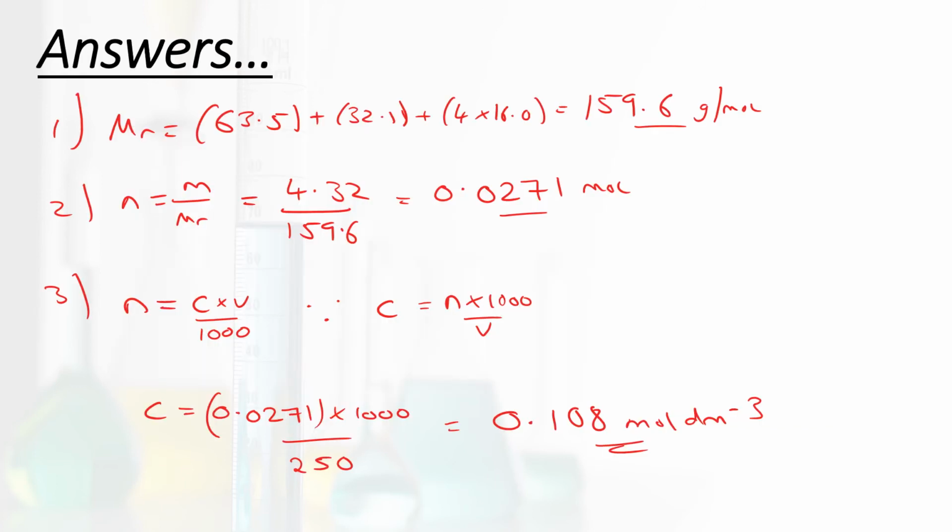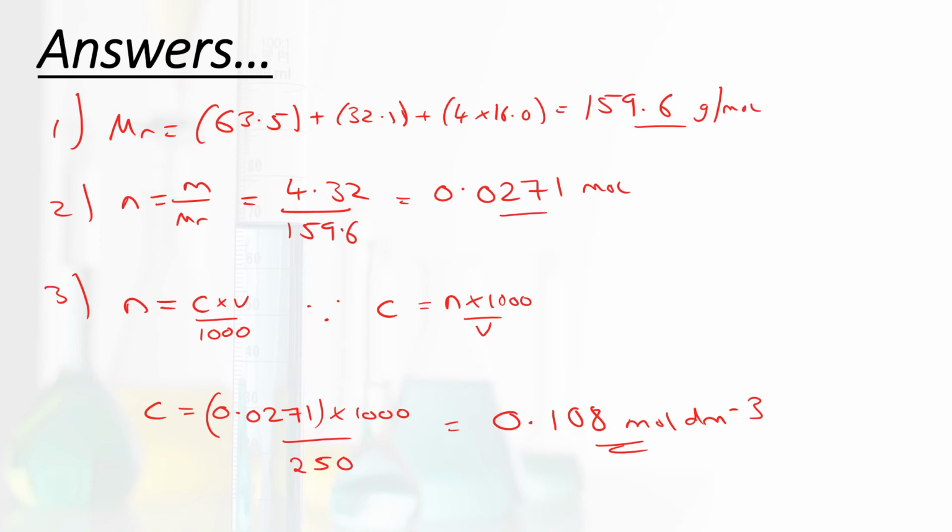So the first question was asking what the relative molecular mass for copper sulfate is. If you remember from the last video, to calculate the relative molecular mass, we take the sum of all the relative atomic masses of all the elements that are involved in our formula. So we have the relative atomic mass for copper, 63.5, plus the relative atomic mass for sulfur, 32.1, and then plus the relative atomic mass for the 4 oxygens, which is 4 times 16. Remember that we always give our atomic masses to 1 decimal place. And this gives, when we add all that together, a molecular mass of 159.6.